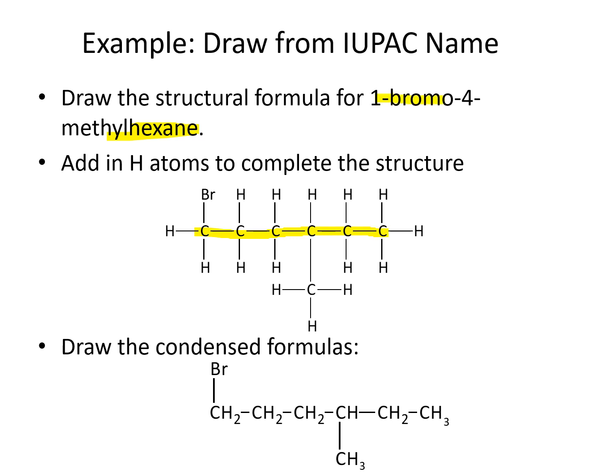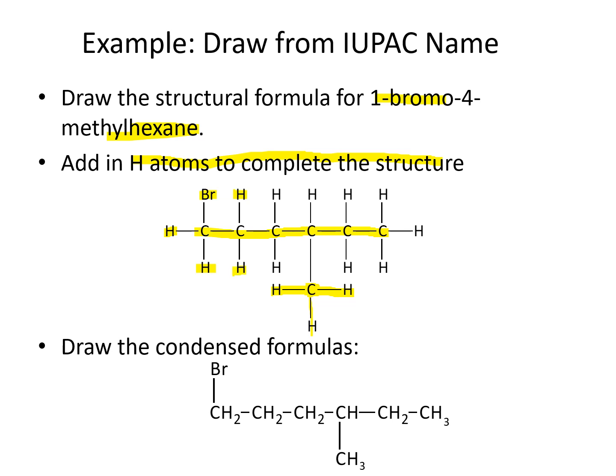So 1-bromo means the bromine atom is attached at carbon number 1 here, and 4-methyl means that the methyl group, which is CH3, is attached at carbon number 4. Once we have done this part, we simply have to add in the hydrogen atoms to complete the structure. So for every carbon, we have to add up the hydrogens to make up the 4 complete bonds. So we add hydrogens to every carbon and we get the structure.